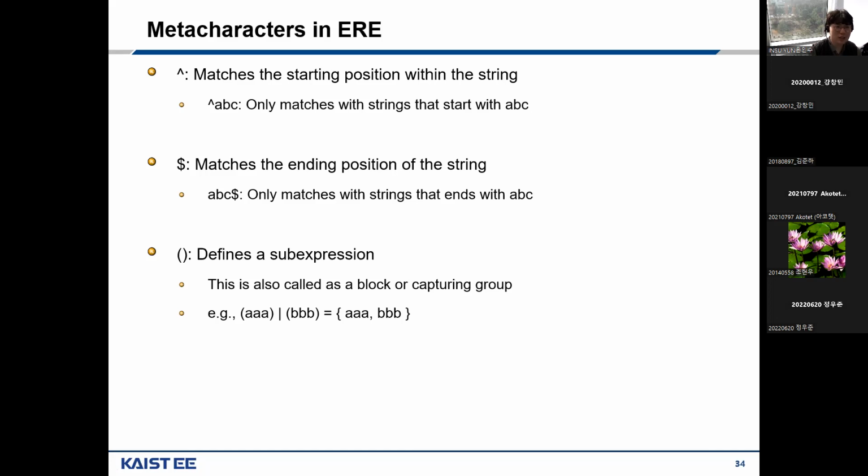Similar to cap, dollar is used to match the ending position of the string. So ABC dollar will only match a string that ends with ABC. And you can also define a sub-expression with the parenthesis. This is also called a block or a capturing group. So if you have AAA in parentheses or BBB in parentheses, then this means it would be matched with AAA or BBB. So we can have this sub-expression thing with this.